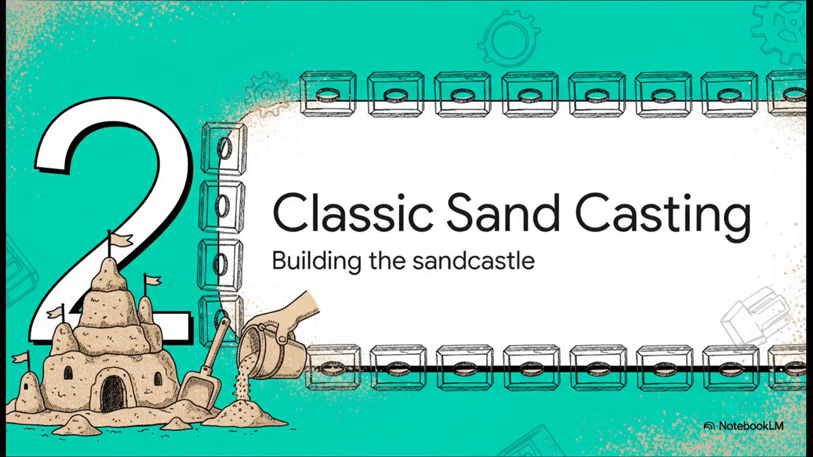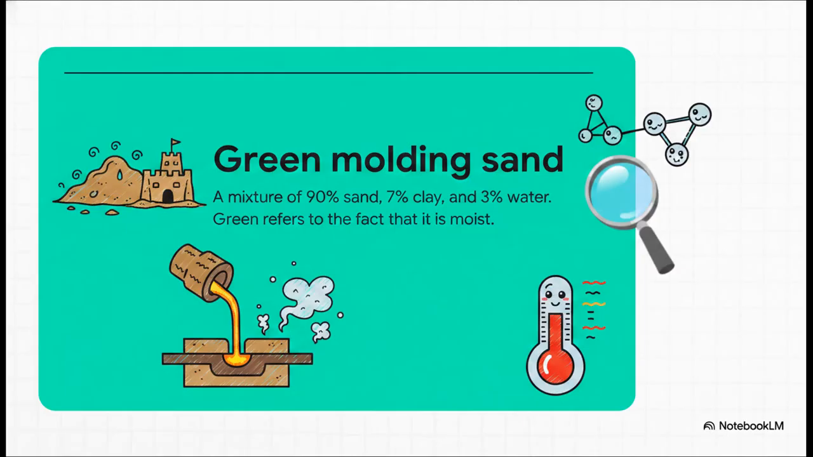Moving right along, let's jump into Section 2 and look at the most foundational, recognizable, and frankly heavily used method in the world today, sand casting. We're basically building the ultimate sandcastle. Now, you might hear folks in a foundry talking about green sand, and I need to clarify right now, it has absolutely nothing to do with the color green. Green sand is simply a precisely balanced mixture, 90% silica sand, 7% clay to act as a binder, and 3% water. The word green just means the sand is damp when the molten metal is poured into it.